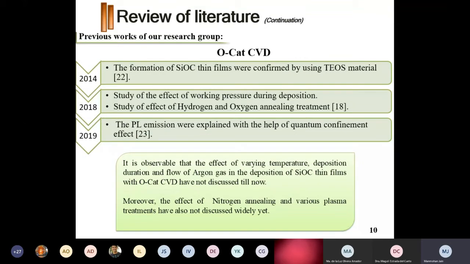From the previous work, we can observe that the effects of varying temperature, deposition duration, and flow of argon gas in the deposition of silicon oxycarbide thin films have not been discussed yet. Moreover, the effect of nitrogen annealing and various plasma treatments have also not been discussed yet.